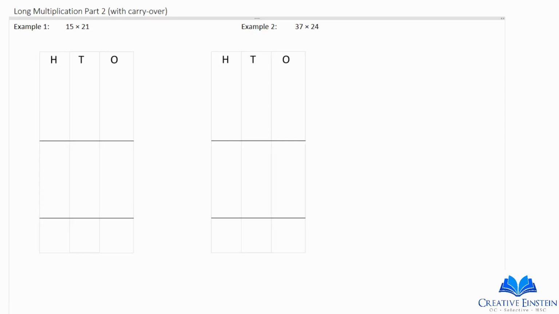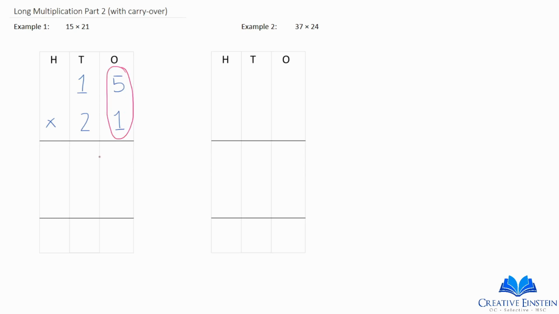Hi guys! In this video we're going to be looking at long multiplication with carryover. So let's get started with our first example. 15 times 21. Now remember to make sure that all the numbers are in the correct columns. So 21, 2 is in the tens and 1 is in the ones column. Don't forget your times. Okay, the first thing that we're going to be doing is 5 times 1 over here.